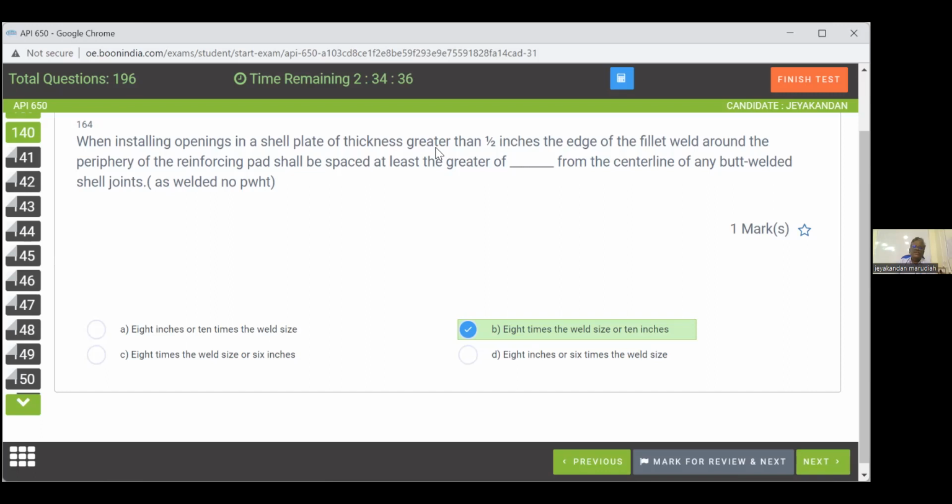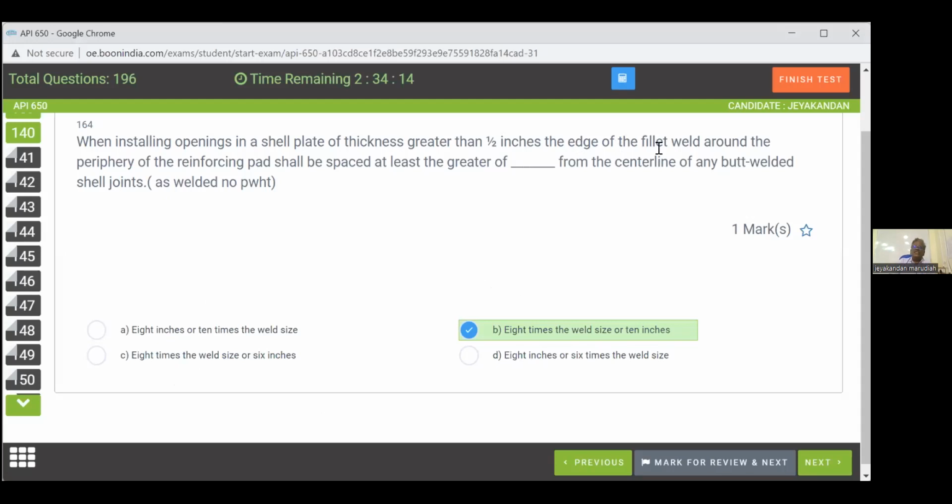Okay, is it okay? Sir, I understand no PWHT and as welded, but how did you choose A and B correctly when there are other options? That is what I did not understand. What is the question? Read that question. The edge of the fillet weld around the periphery of the reinforcing pad shall be spaced greater than a distance from the center line of any butt welded shell joint. In a shell, there will be two butt welds, either longitudinal or circumferential.